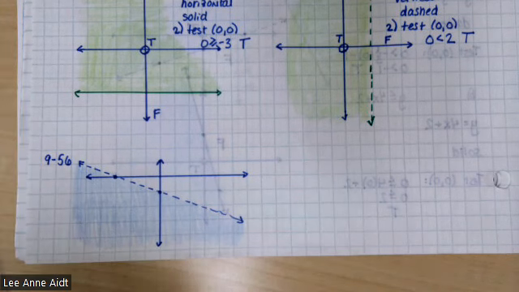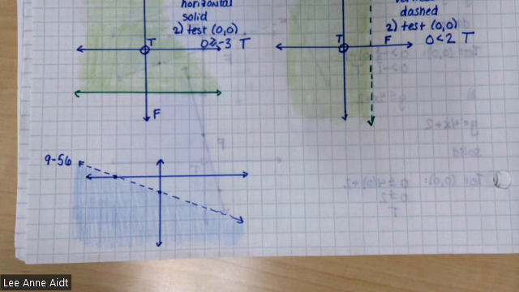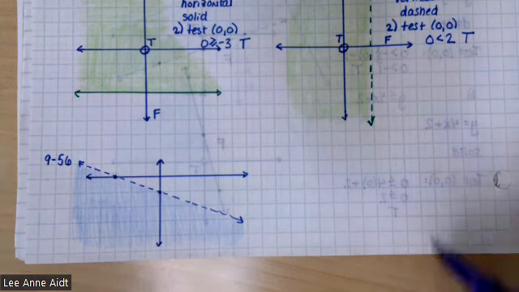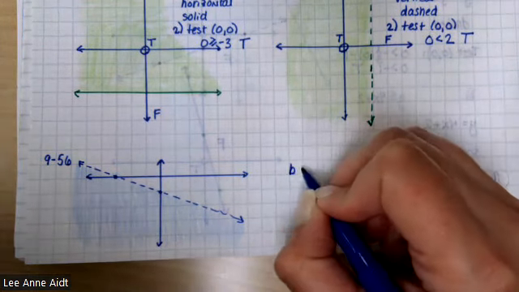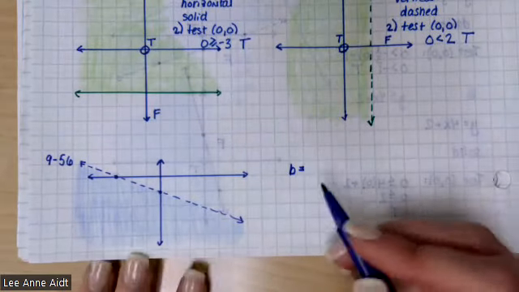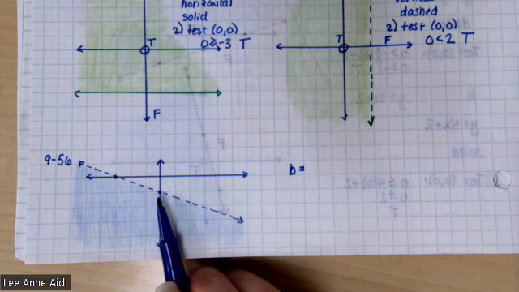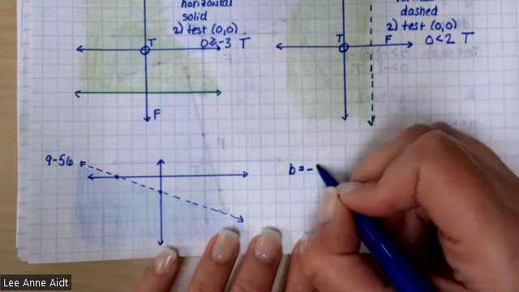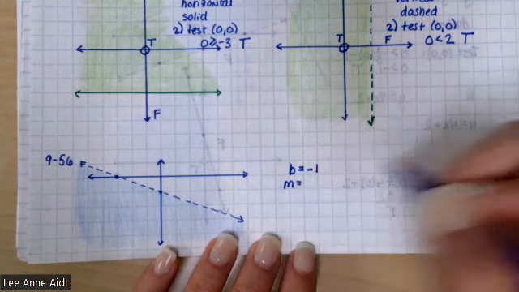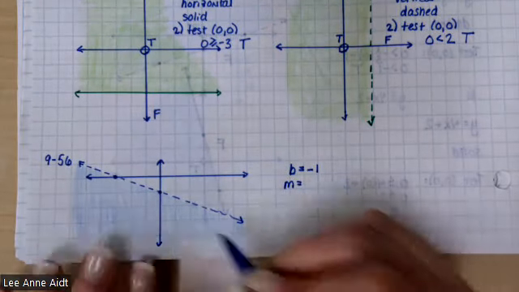Okay. So the first thing I want to identify is what is B? What's the y-intercept of this line right here? -1. Beautiful. Okay. The next thing I want to identify is what is the slope.